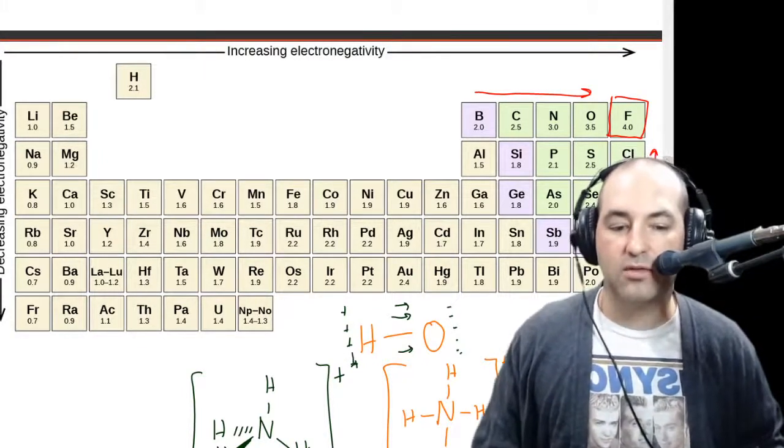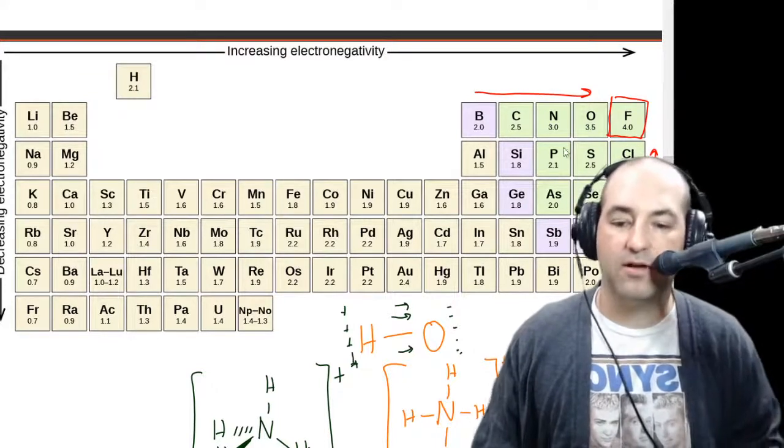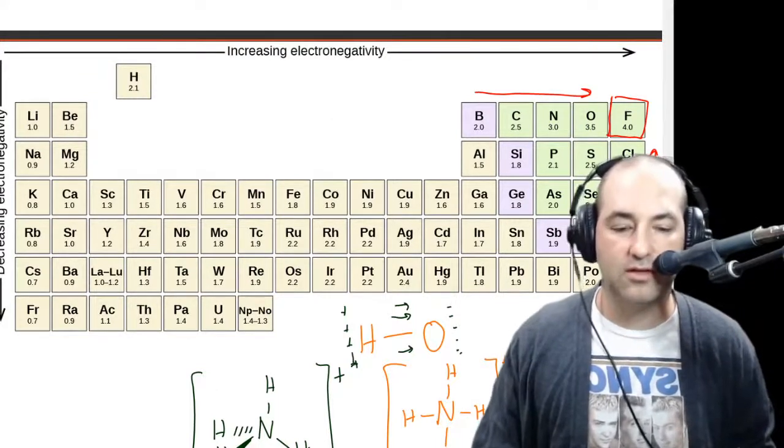Will you have access to the chart with the electronegativity? Yes, you will have the electronegativity values on the exam.